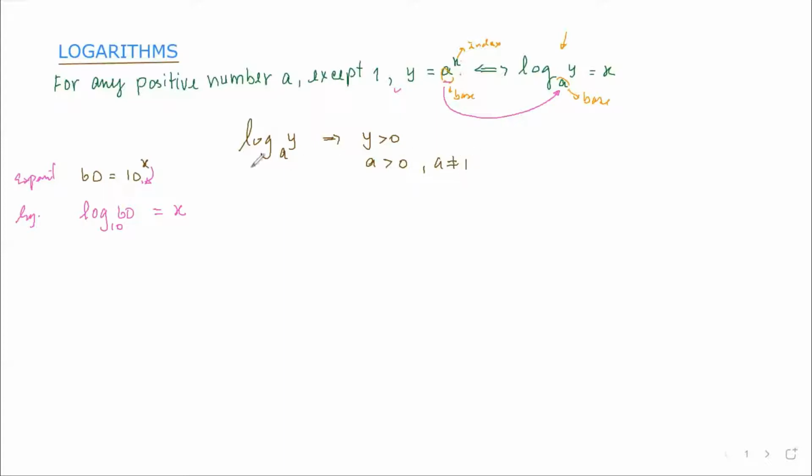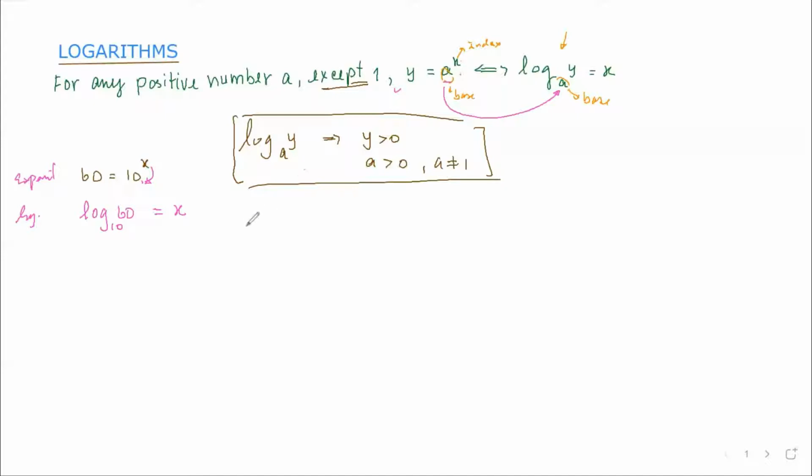Okay, so this is really important. This is the restriction of logarithms. So you have to keep this in mind. Okay, so that's why they say for any positive number a here, the base, except 1.